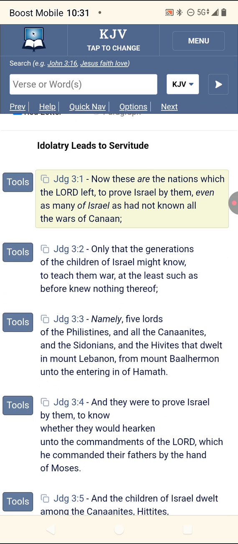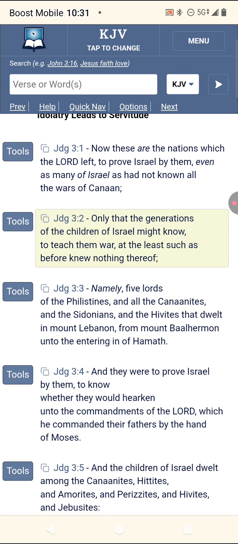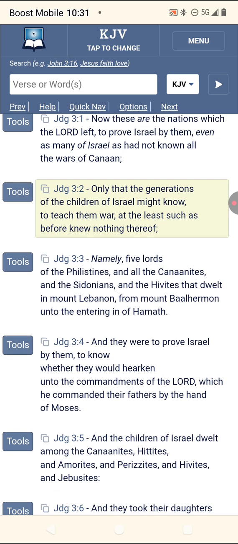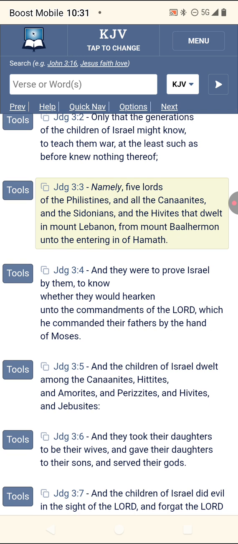Now these are the nations which Yahweh left to prove Israel by them, even as many of Israel as had not known all the wars of Canaan. So those that were newly born and grew up, right? Or those that maybe have been of age but didn't fight, whatever the case may have been. Only that the generations of the children of Israel might know to teach them war, at the least such as before knew nothing thereof, namely 5 lords of the Philistines, and all the Canaanites, and the Sidonians, and the Hivites that dwelt in Mount Lebanon.